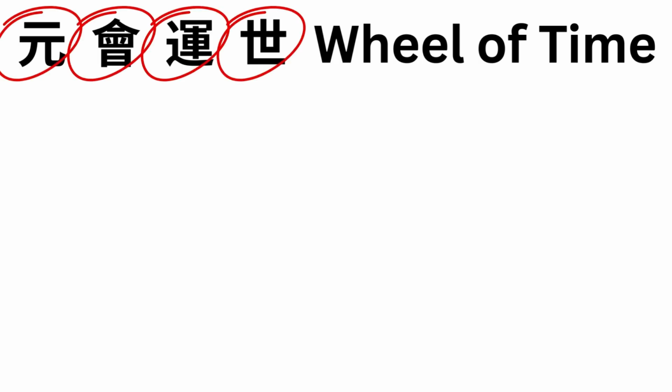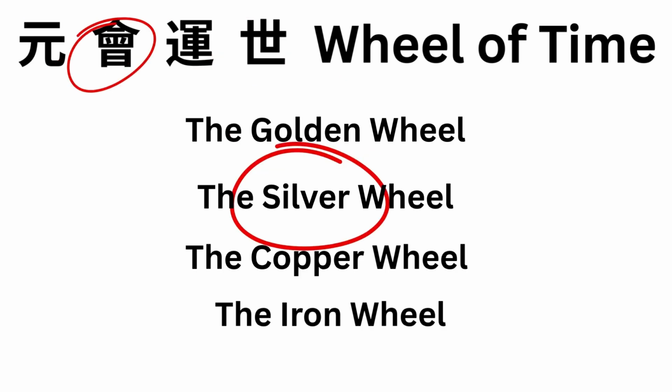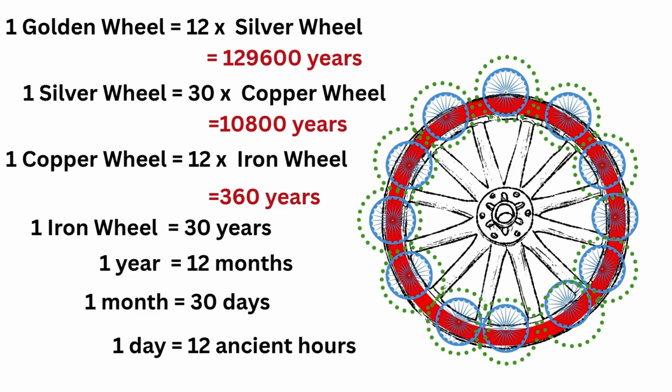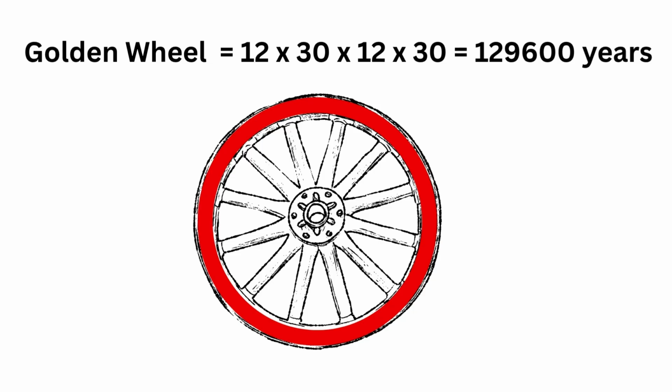For easier understanding, let me translate this 圆、会、月、是 into these English terms: the golden wheel, the silver wheel, the copper wheel, and the iron wheel. This is the formula for how ancient Chinese perceived the dance of time. You might have noticed that a pattern emerges from these particular numbers, 12 and 30. Through this formula, we understand that a golden wheel spans 129,600 years.